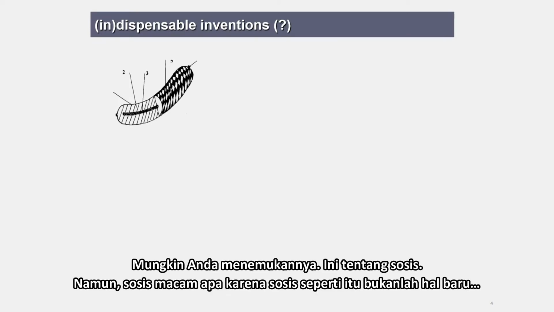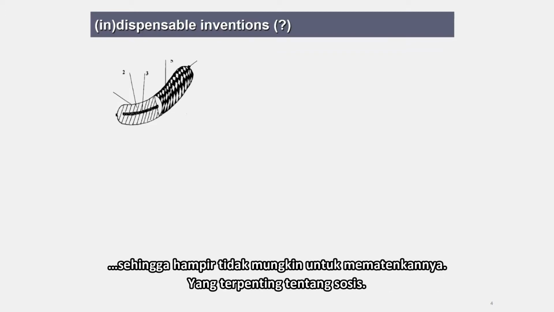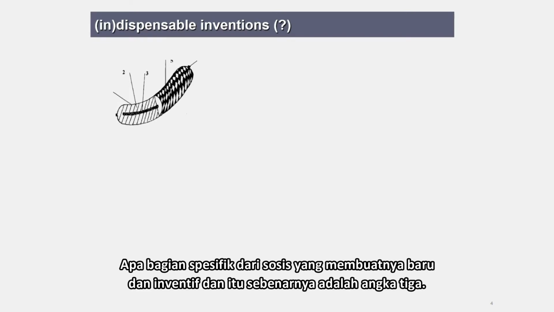So maybe you found it out. It is about a sausage. However, what sort of sausage? Because a sausage as such is not new, so it can hardly be possible to patent that. That is a special sort of sausage. What is the specific part of the sausage that makes it new and inventive? And that is in fact the number three.